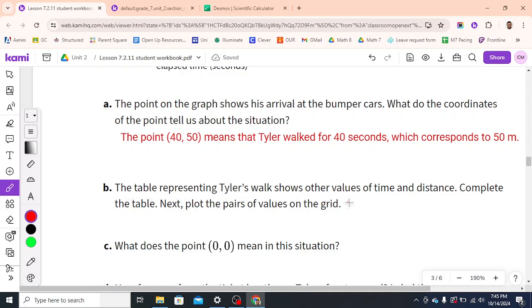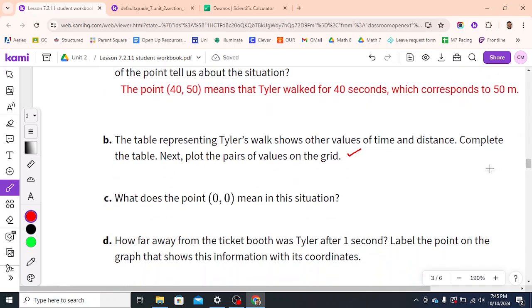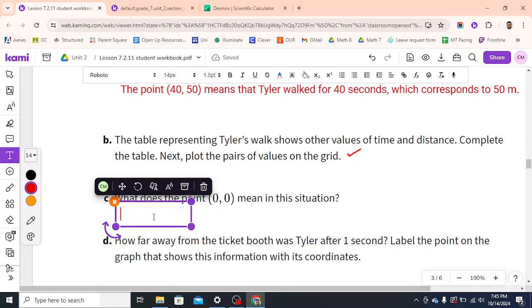We did that. Check mark there. What does the point (0, 0) mean? Remember, that is the origin. That is our starting point. So let's put a little sentence there. We're going to do our sentence starter of "(0, 0) means".